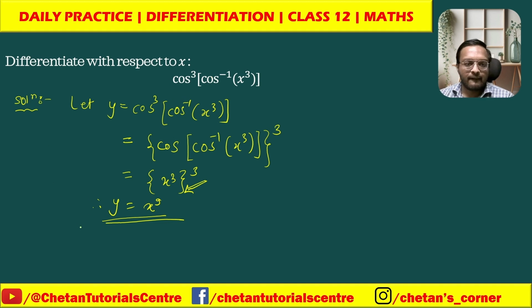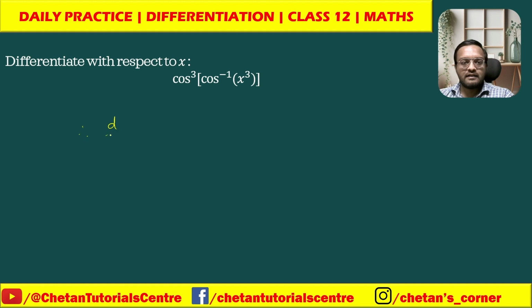So I will differentiate y with respect to x. Then what I will get? dy by dx is equal to derivative of x raised to 9, which is 9 x raised to 8. Therefore, the final answer is d by dx of cos cube cos inverse of x cube is 9x raised to 8.